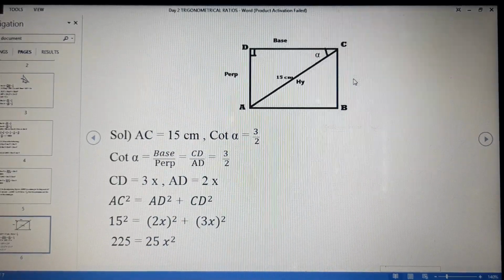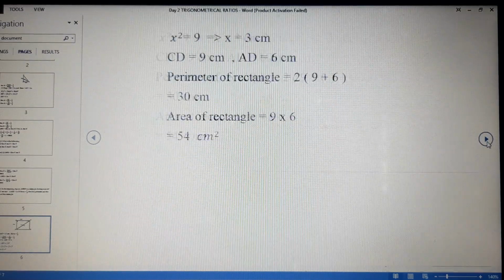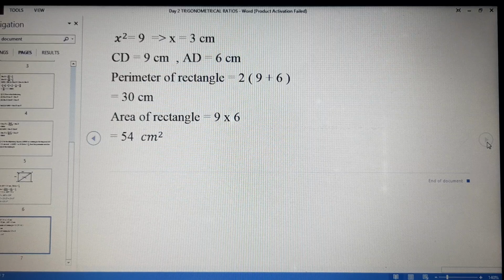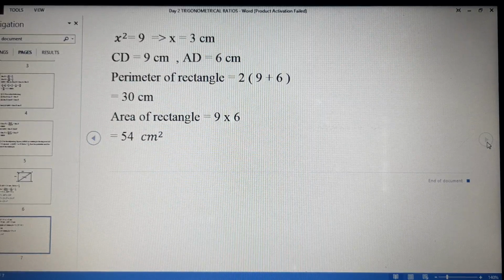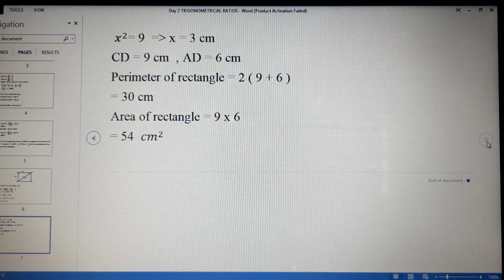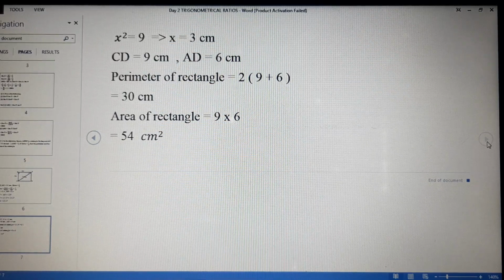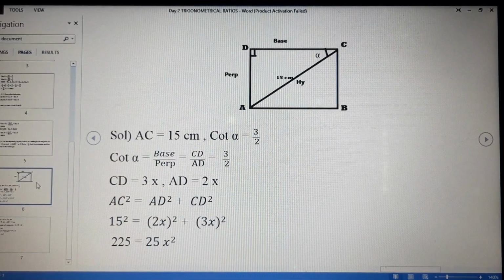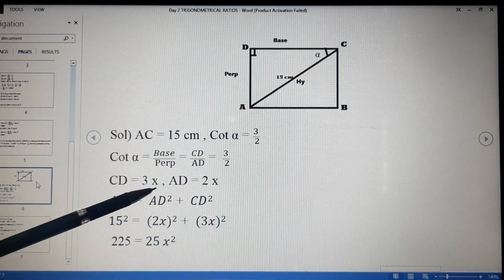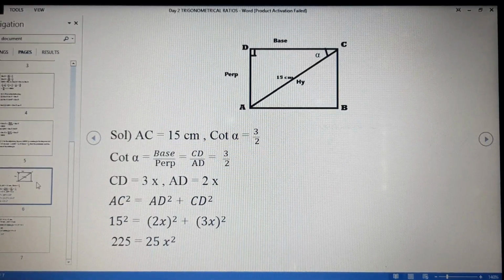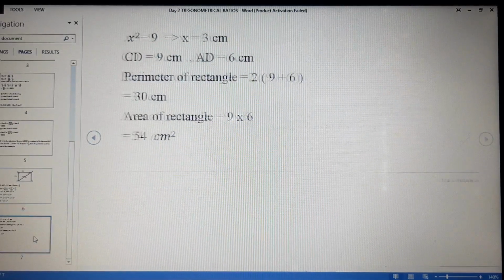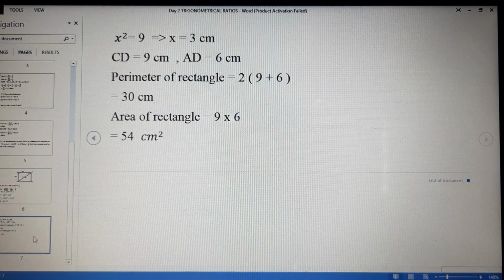So if we solve them further, 225 divided by 25 becomes 9. So x square is equal to 9. That means x is equal to 3. We are taking only the positive side. CD is equal to 9 centimeter because CD was equal to 3x and the value of x has come 3. So 3 3s are 9, and AD is equal to 2x. It means 2 into 3, that means 6 centimeter.